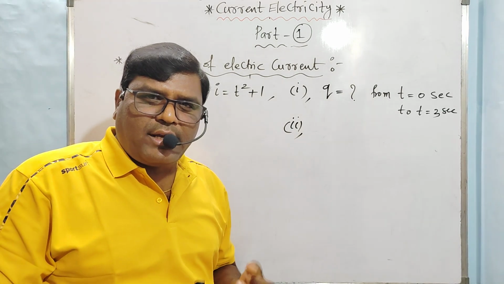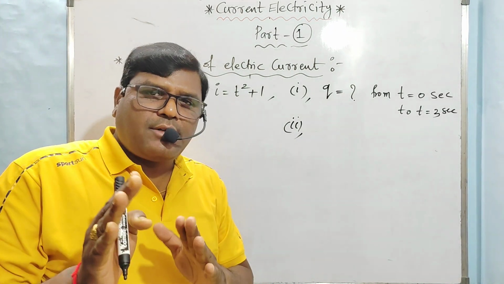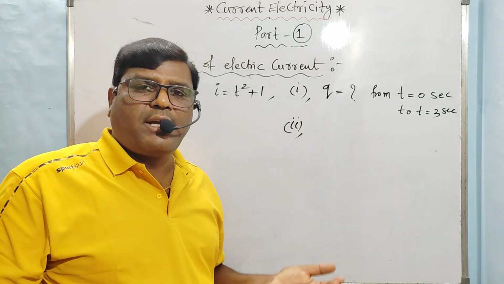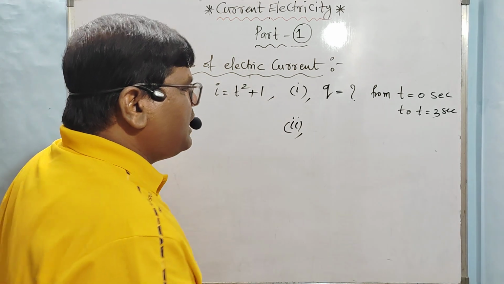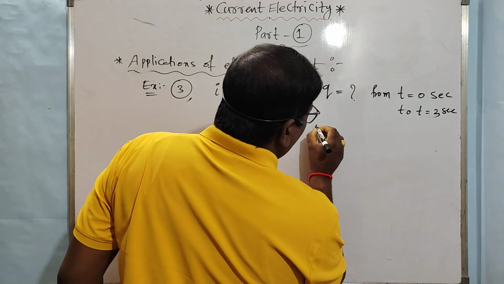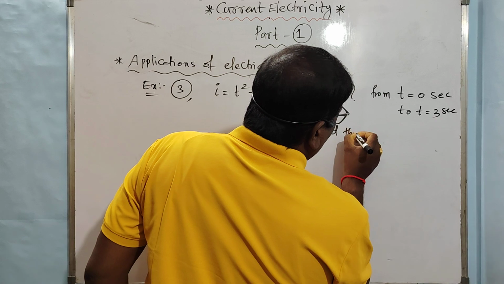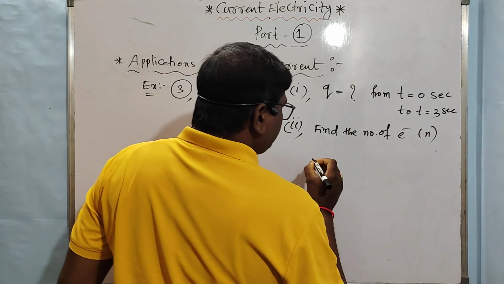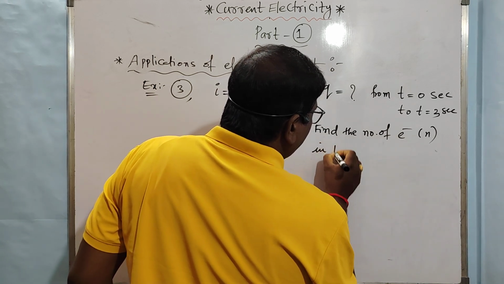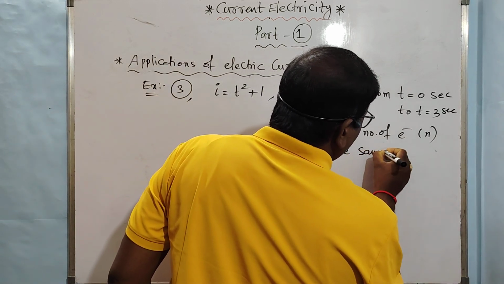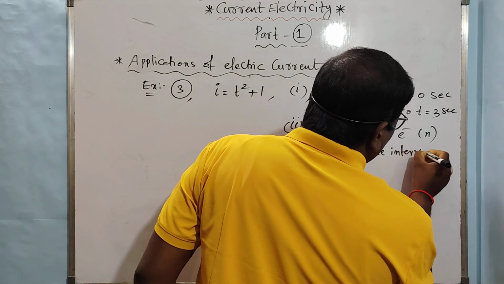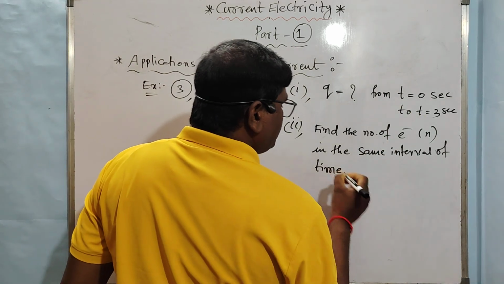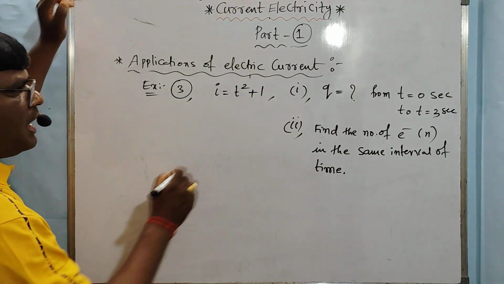Charge, you know that one. How can we find how many charges cross the conductor? Means the number of electrons we have to find, right? Find the number of electrons, that is nothing but the n value, in the same interval of time. Time is nothing but 0 seconds to 3 seconds. Okay, sir, how can we calculate?